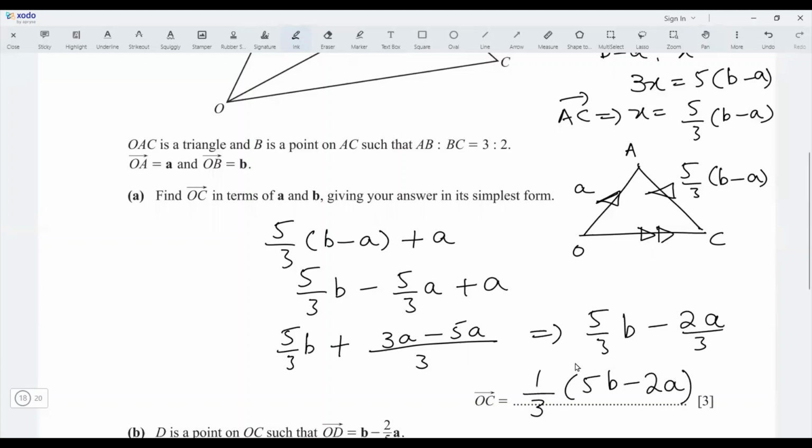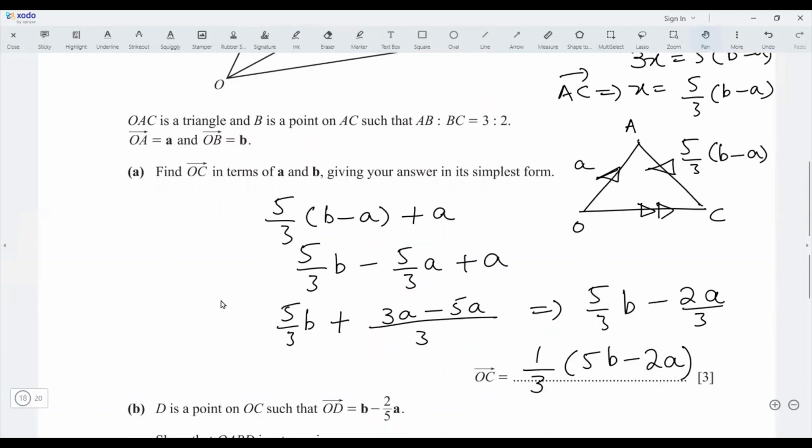I hope all of you understand. Vectors is basically a little bit hard question in P1 if it is coming like this. So you need to practice it more and more. So I'm moving ahead to the next question.